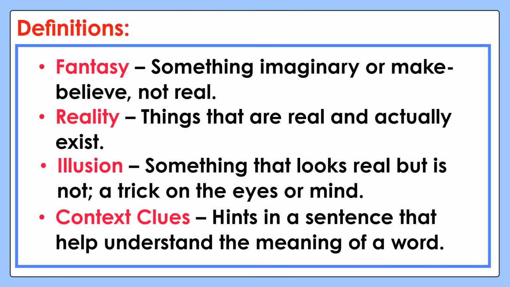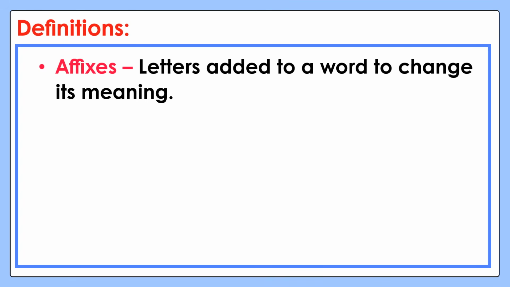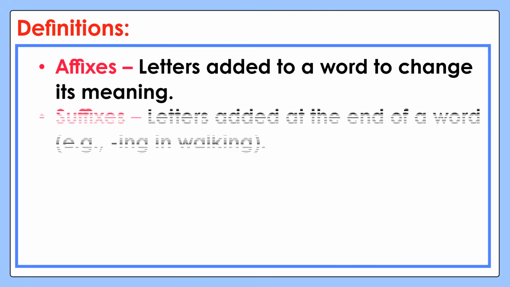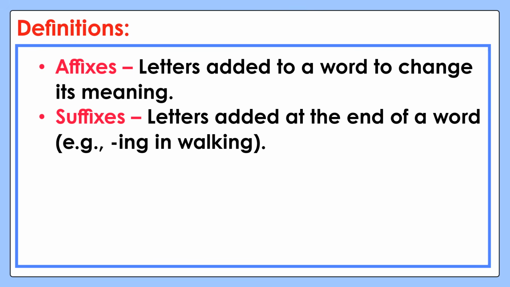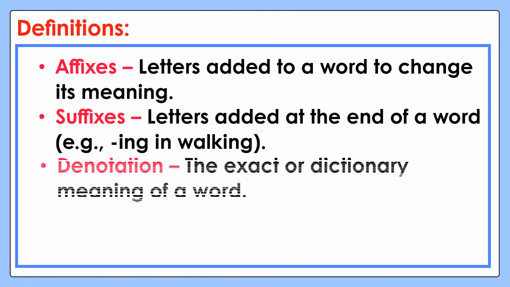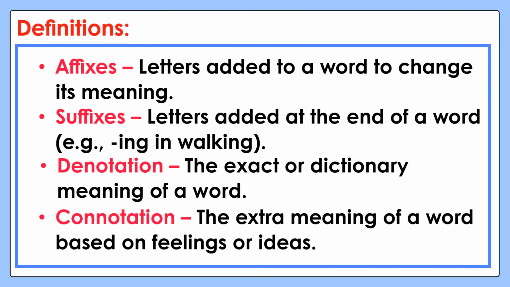Context clues, hints in a sentence that help understand the meaning of a word. Affixes, letters added to a word to change its meaning. Suffixes, letters added at the end of a word, example, ing in walking. Denotation, the exact or dictionary meaning of a word. Connotation, the extra meaning of a word based on feelings or ideas.